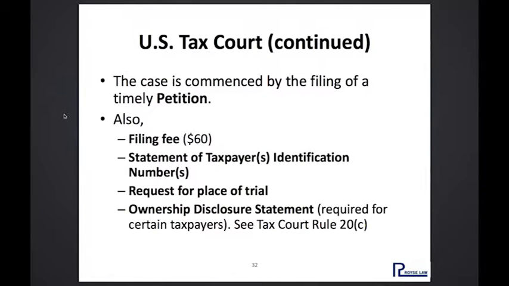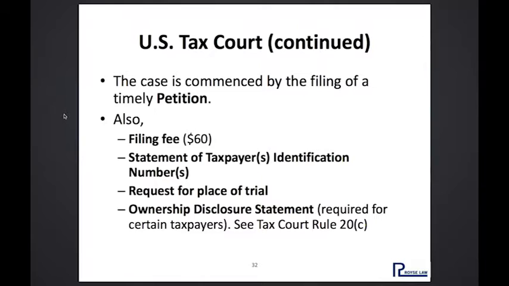In tax court, the case is commenced by the filing of a timely petition. Also, a $60 filing fee, a statement of the taxpayer identification numbers, which should be the social security number or employer ID number, and also a request for place of trial, requesting the city for the trial to be held in. And there's a list of cities that the tax court goes to, and that list is easily available on the tax court website. And also for certain taxpayers, an ownership disclosure statement would also need to be filed.